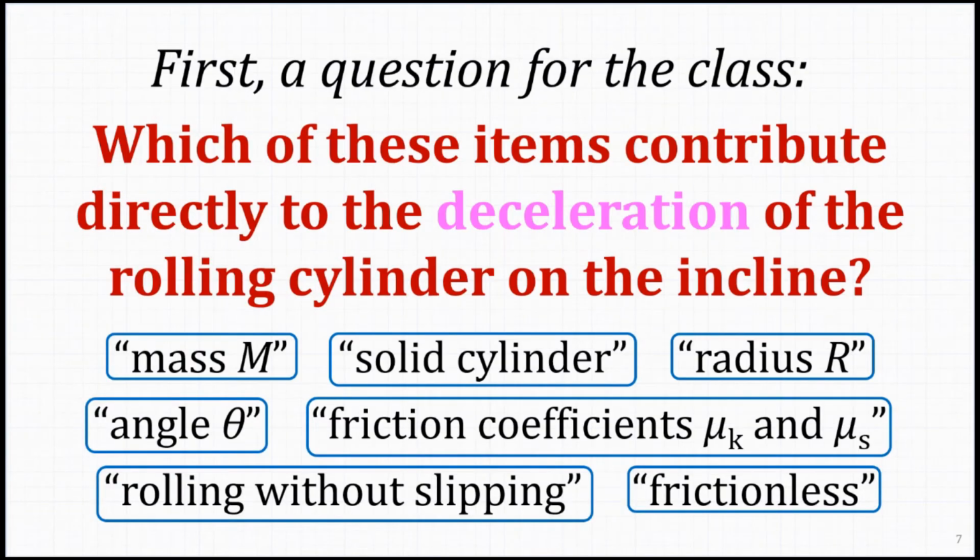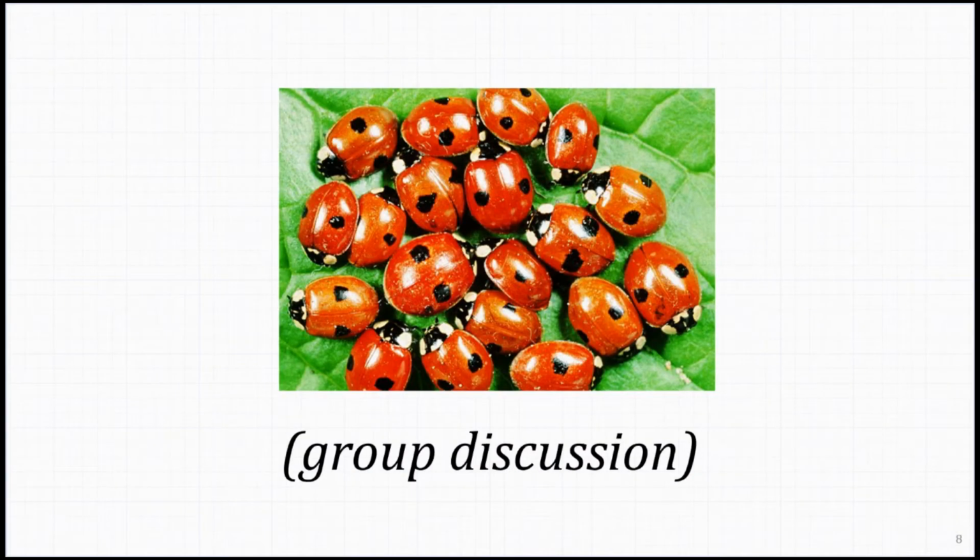First, a question for the class. Which of these items contribute directly to the deceleration of the rolling cylinder on the incline? We've got mass, the fact that it's a solid cylinder, the radius, the angle, the friction coefficients, the rolling without slipping, and later on we'll talk about it being frictionless. Let's think about that for a bit. Talk amongst yourselves.